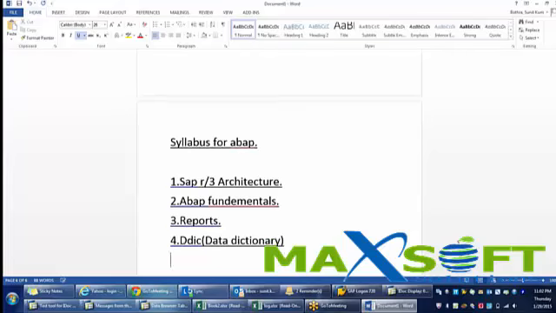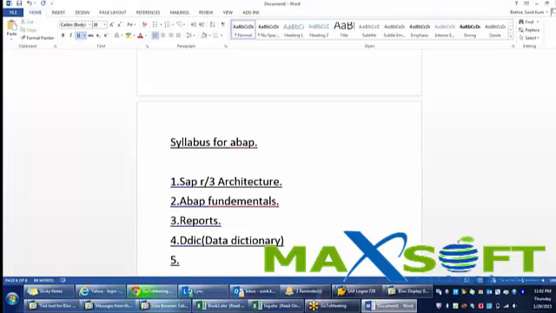Okay, there are a lot of things there. In short, to manage the data, we have the data dictionary, right? All the objects present in that, whether it is database tables, all three types of tables, views, data elements, domains, lock objects, everything will be covered over here.